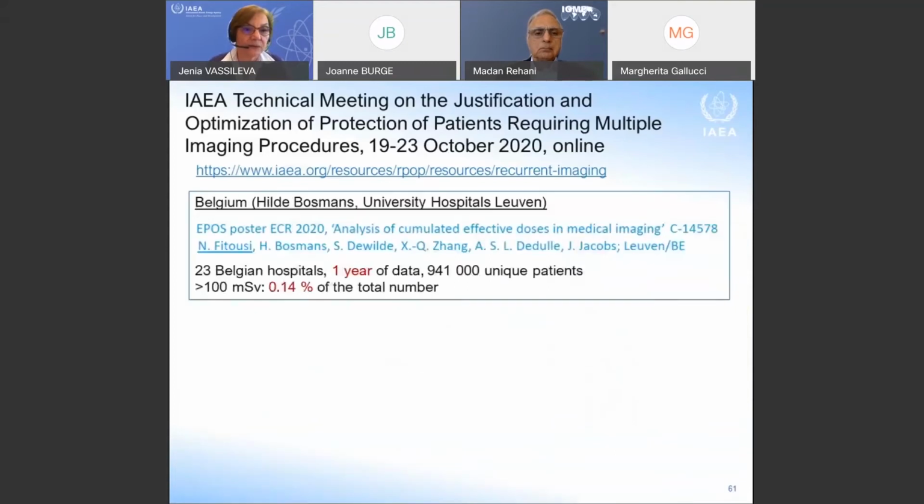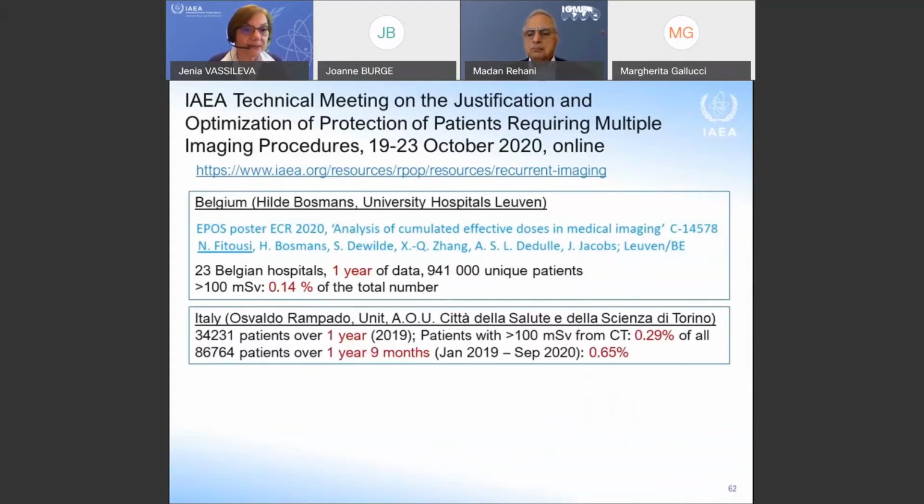Another dataset was presented from hospitals in Belgium. In fact, this is not from one hospital only, but from Professor Hilde Bosmans, from 23 Belgian hospitals, also confirming this percentage. Another hospital in Italy, with only 1 year of data collection, again showed 0.29%, up to 0.65% for a longer period.